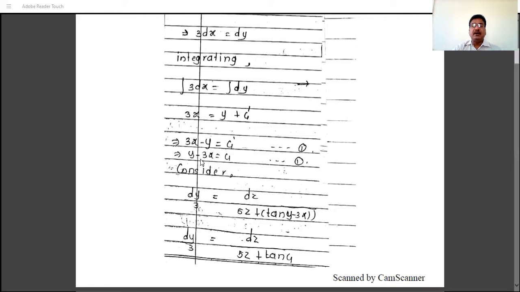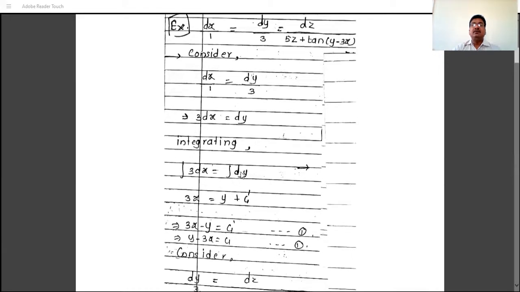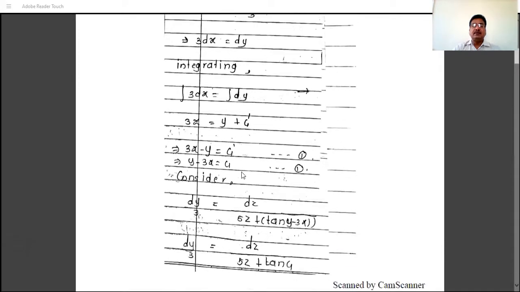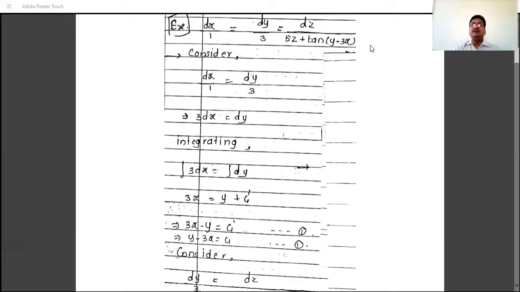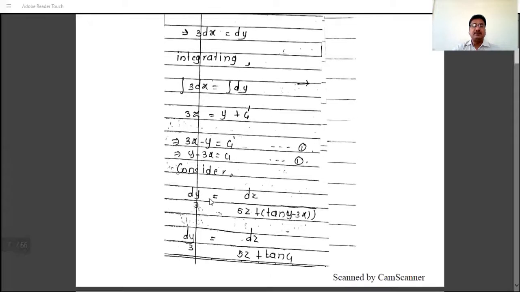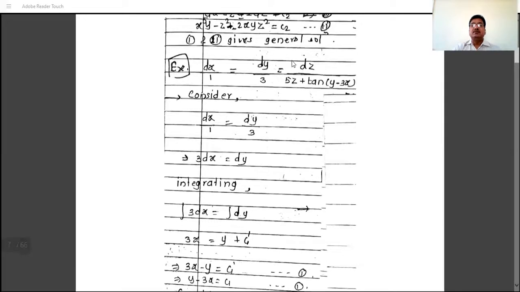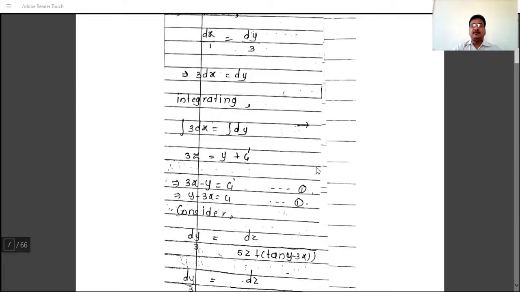And then we have y - 3x, that is 3x - y = c1 dash. Suppose, that is, y - 3x = -c1 dash, and suppose -c1 dash is c1. So we use the first solution, y - 3x = c1, to find the second solution of the differential equation. So consider the second fraction and the third fraction.